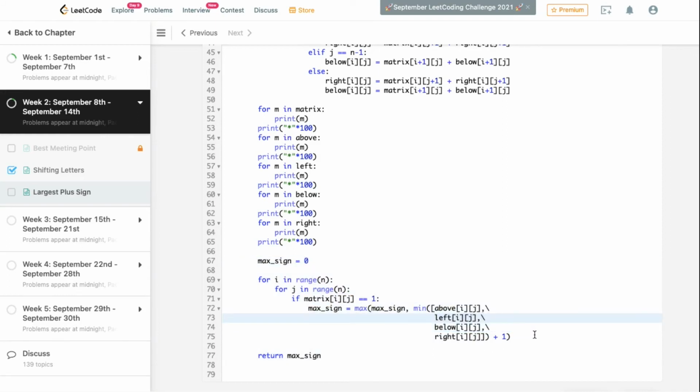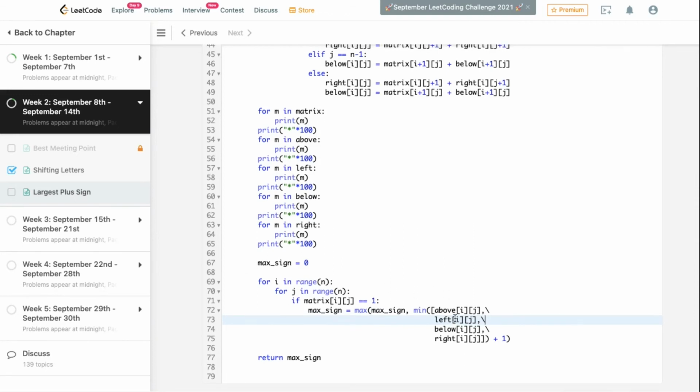In this, what we are doing is if the ith and the jth index contains a value of 1, then we take a maximum of the maximum size that we already initialized with 0, and we need to take the minimum possible value among above, left, right, and below. So why is that? I will tell you.